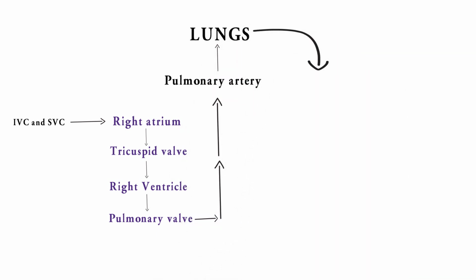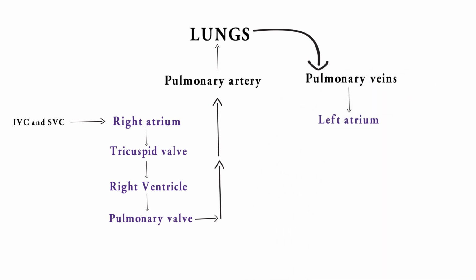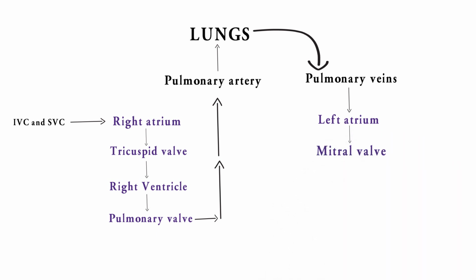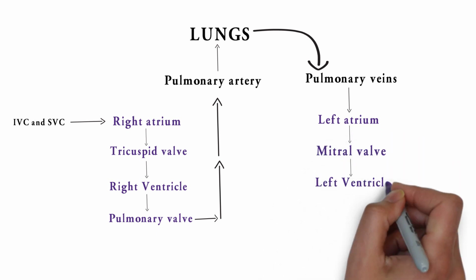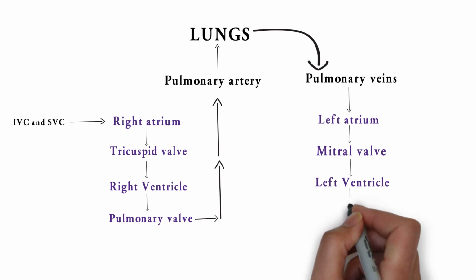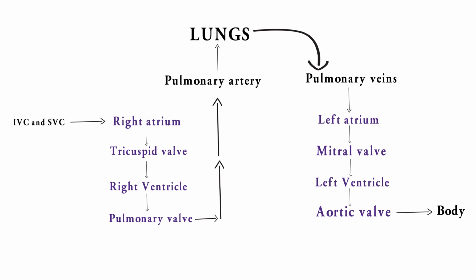From the lungs, the pulmonary vein empties oxygenated blood into the left atrium. As the atrium contracts, blood flows from the left atrium through the open mitral valve into the left ventricle. When the ventricle is full, the mitral valve shuts, preventing backflow of the blood. As the ventricle contracts, blood leaves the heart through the aortic valve into the aorta and finally reaches the body.